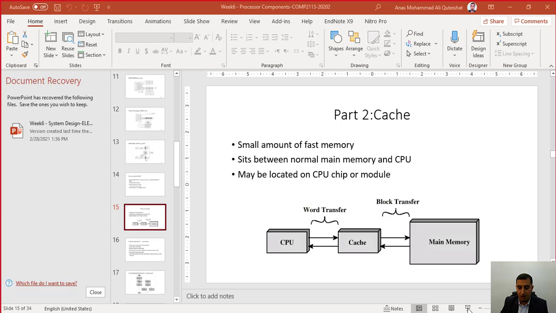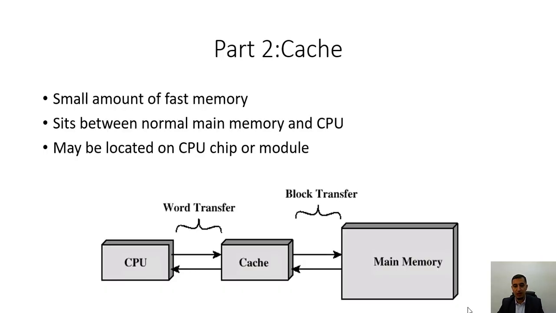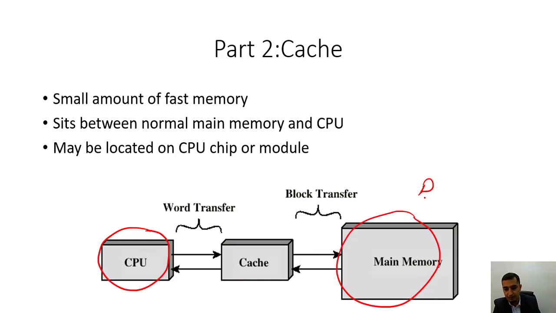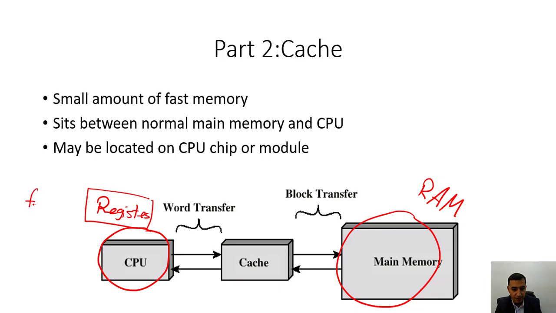What do we mean by cache memory? Cache memory is a memory that sits between the CPU and the RAM. RAM is good, but the problem with RAM is that it is slower than the CPU. Inside the CPU, we have the registers. The problem with the registers is that they are few in number, so we cannot use them to store everything.